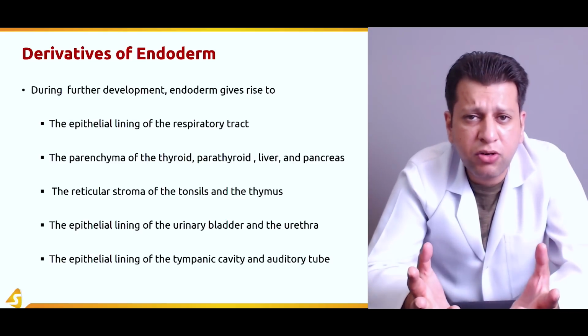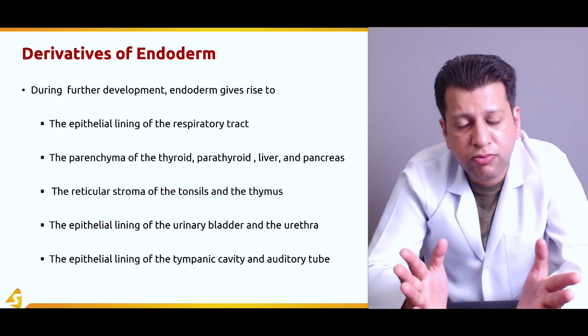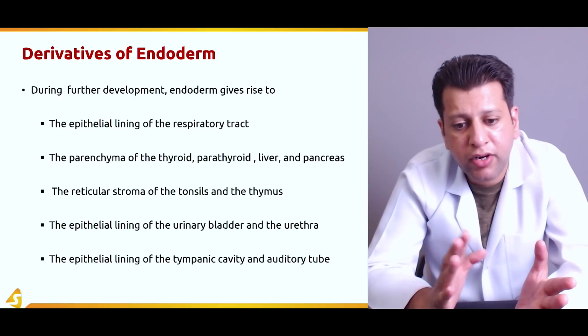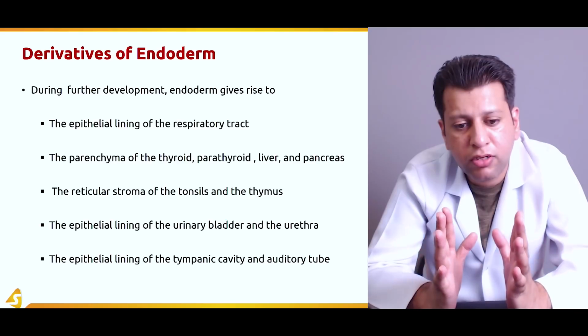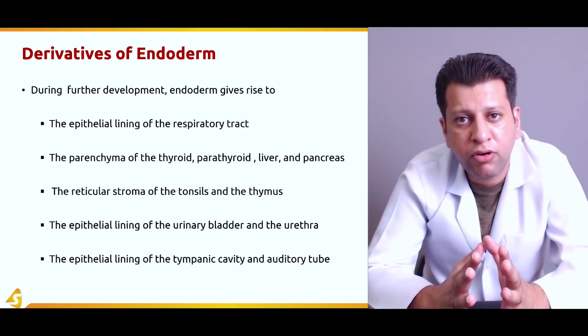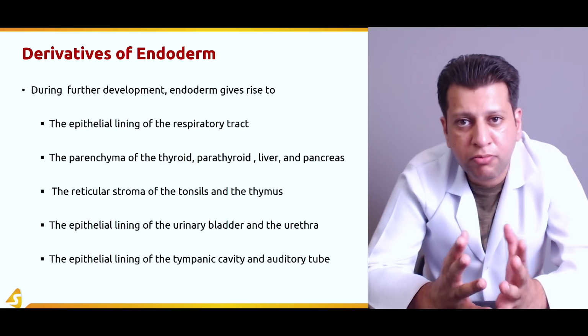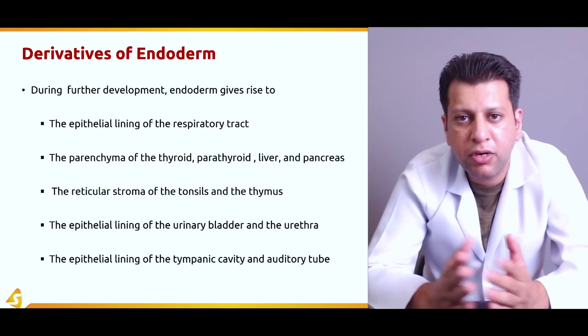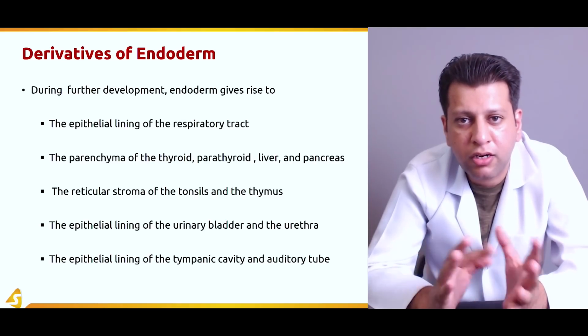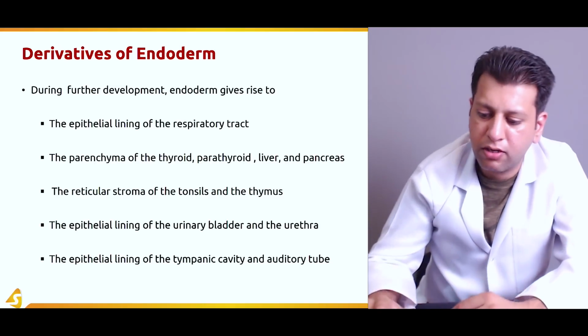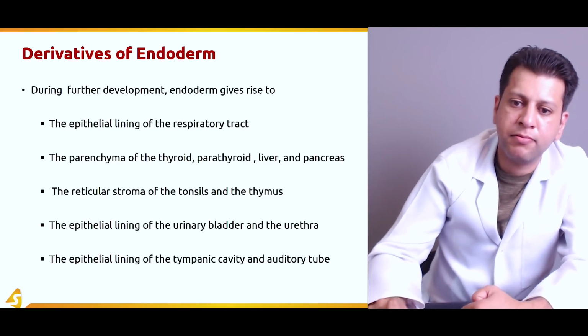In a way, it's very simple to understand. All those structures which make our connection to the outside world are mainly derivatives of ectoderm. All those structures which are mainly surrounding our organs are mainly derivatives of endoderm, and then in between there is mesoderm, certain structures which are somewhat in the middle.